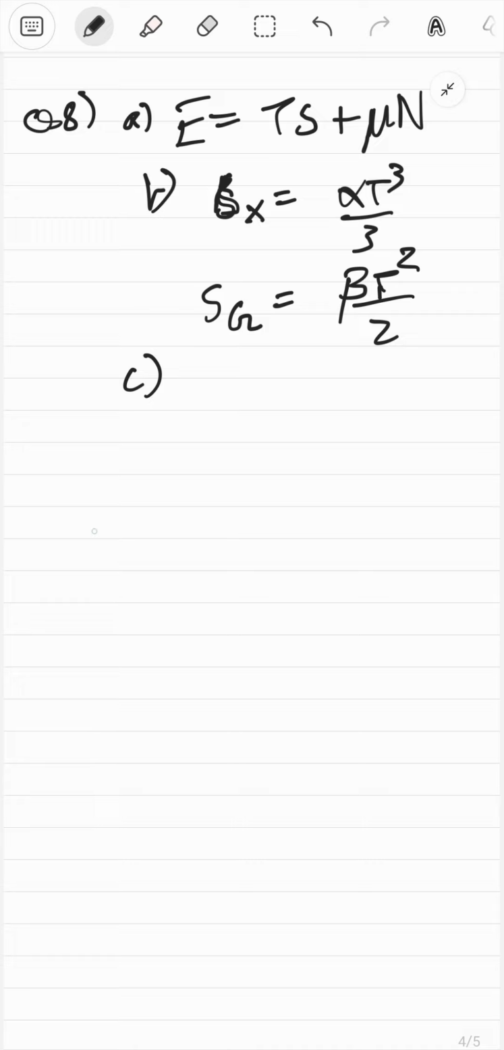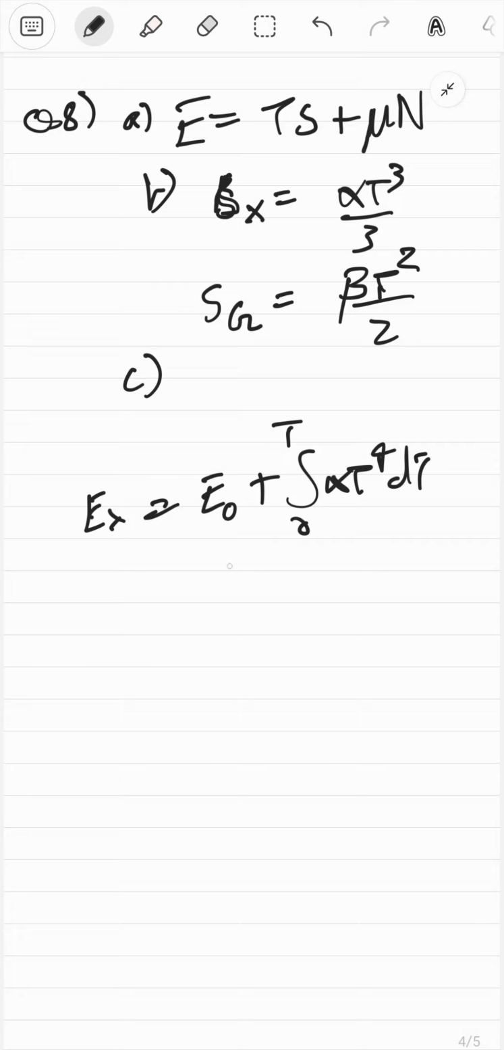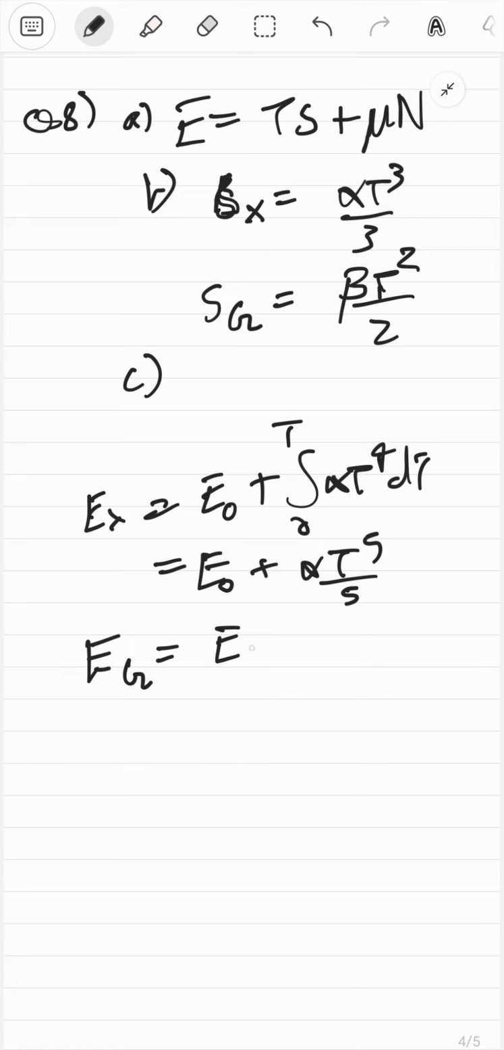So it's easy, just E_x is the integration of, so we're just going to say it's E naught plus the integration from 0 to some temperature. And what do you have? You just have alpha T cube, times T, so alpha T power 4 dT. So that's just E naught plus alpha T power 5, like okay, T power 5 upon 5. Cool. And similarly you would have something for this one. So for glassy quartz it's just E naught plus beta T power 4 upon 4. Cool.